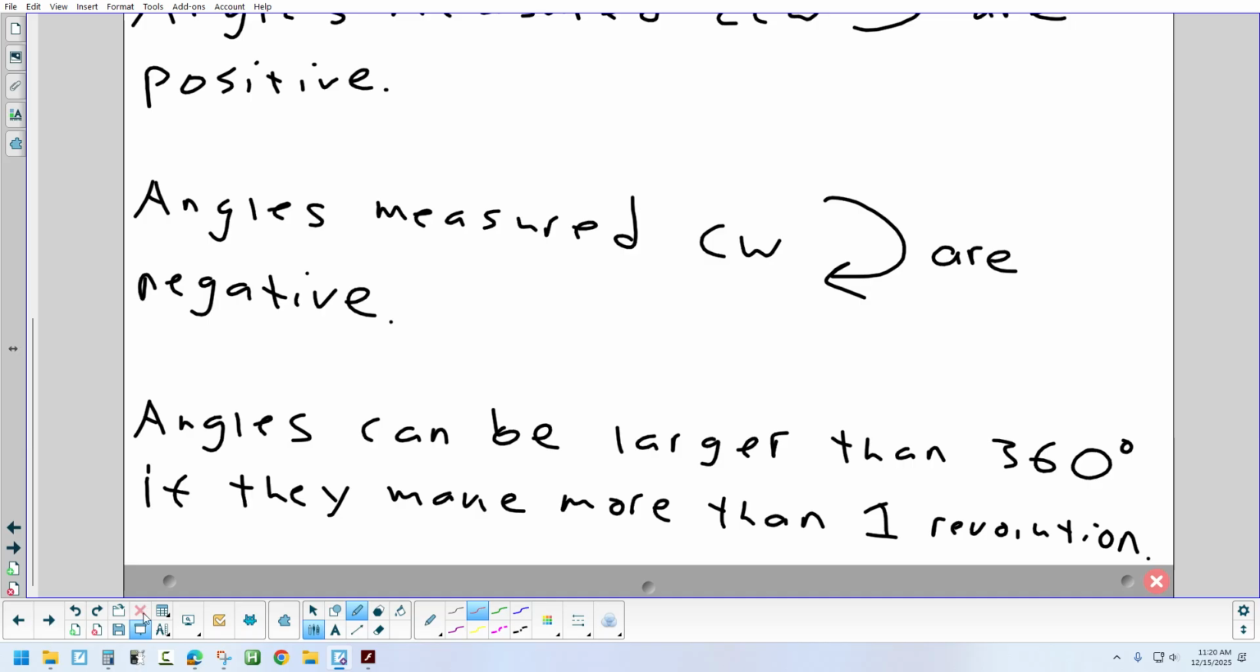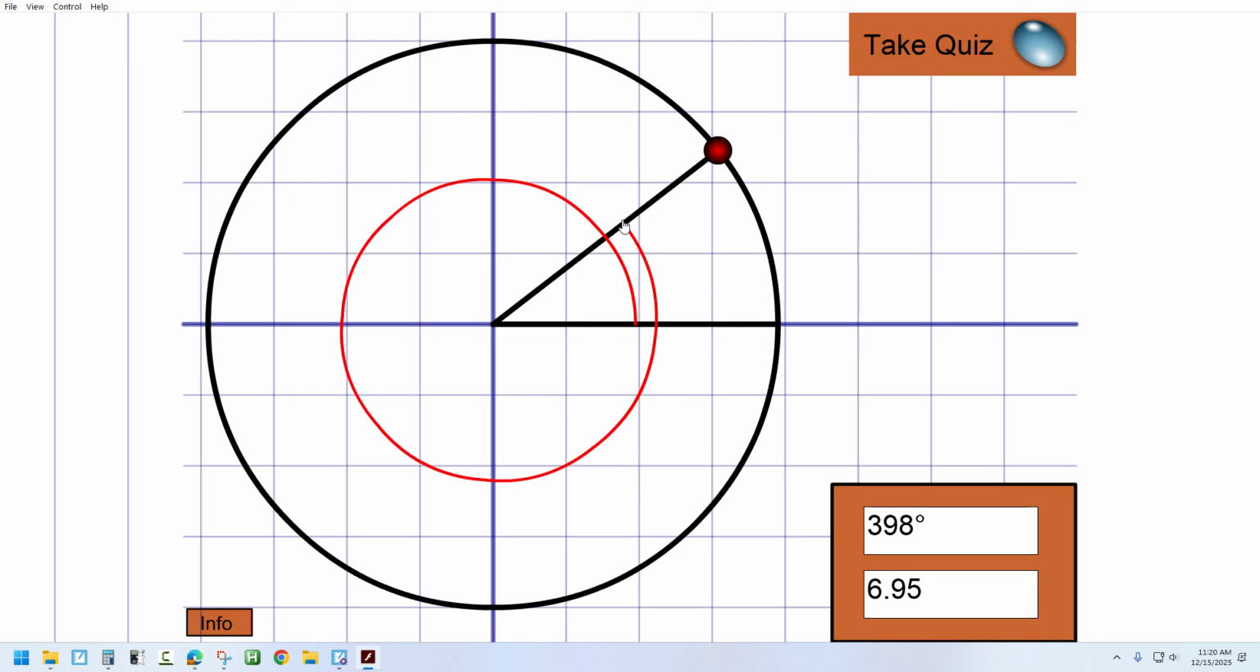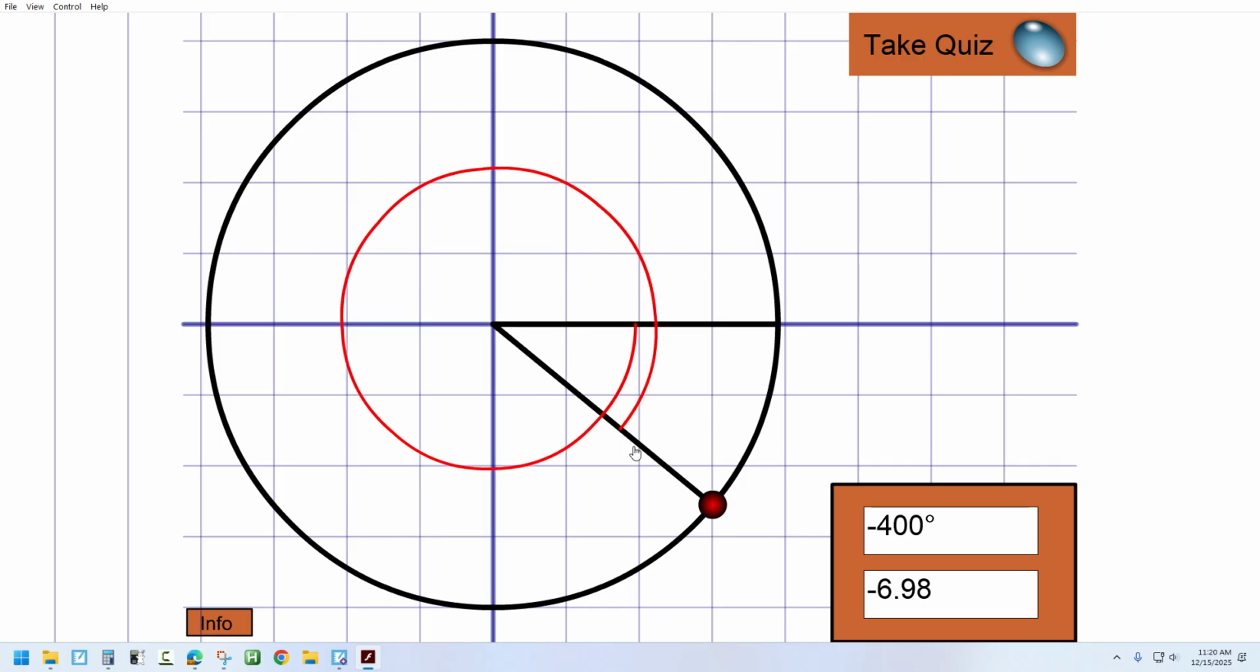We also can get angles that are larger than 360. And if you have an angle larger than 360, in terms of rotation, it means you've gone around more than one time. So if I take this and I keep going past 360, then the angle just keeps going. So anything bigger than 360 means we've gone around more than once. Same thing if you go less than negative 360. At negative 360, you've gone around one time. Now if you keep going, you're going past negative 360, because you've gone around more than once.